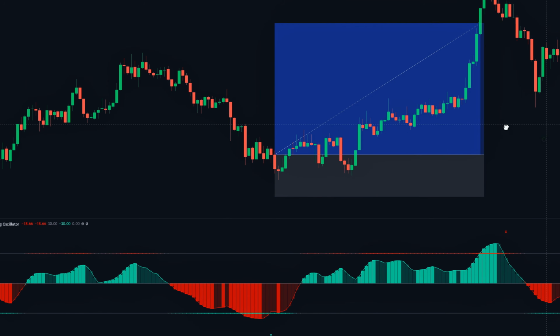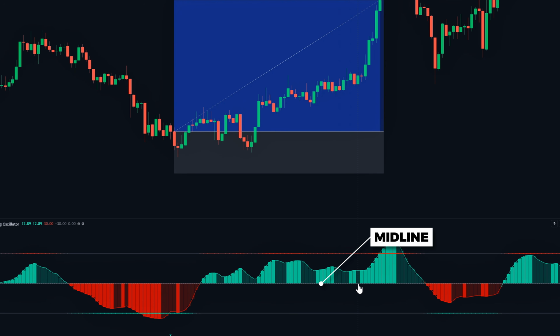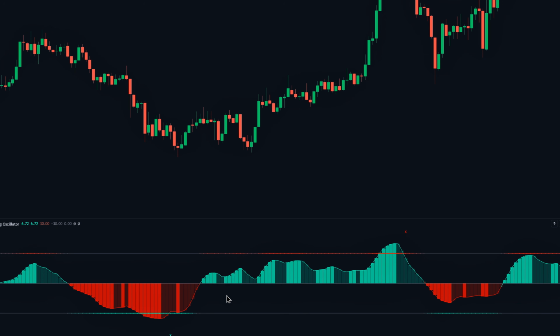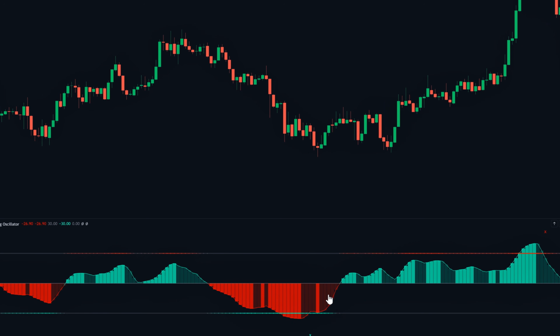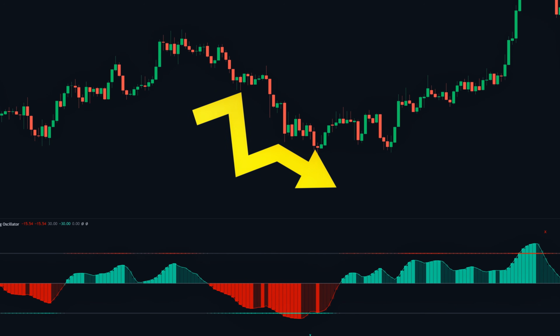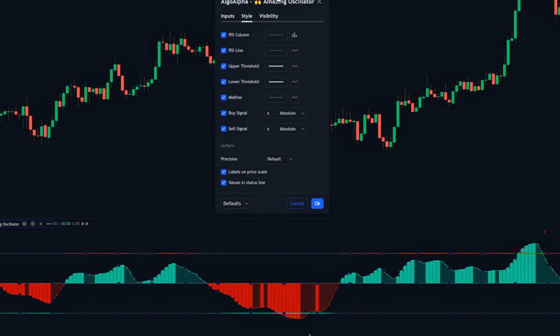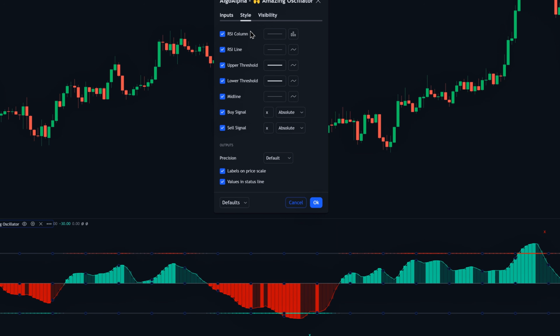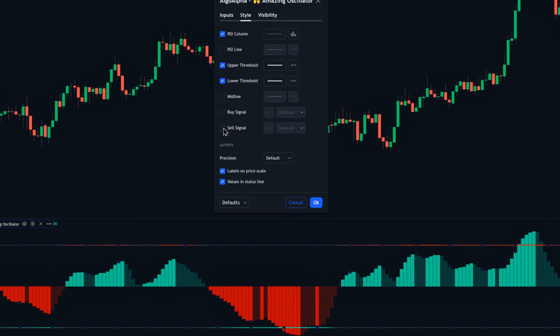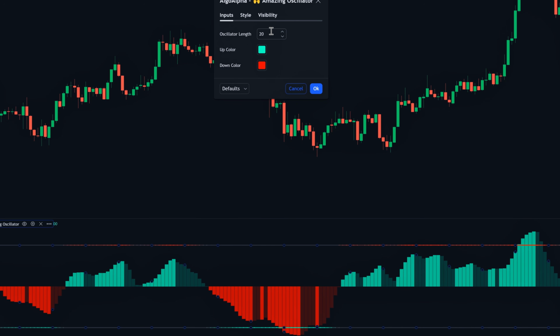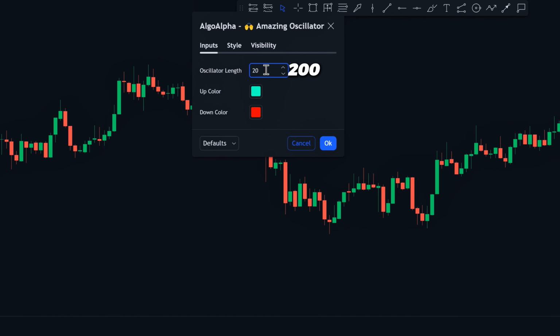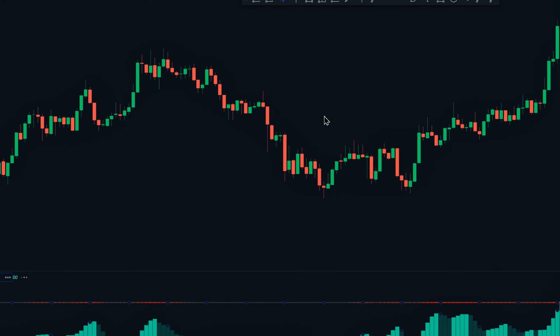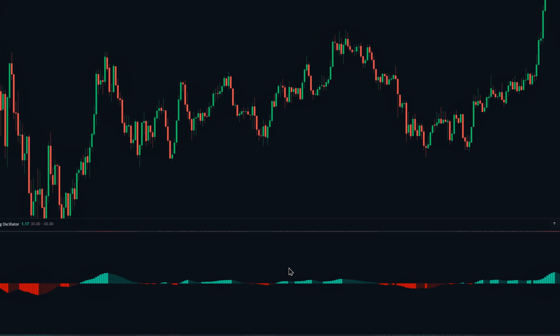Pretty accurate. This line in the center is called the midline, and it's going to serve as the central axis point for this indicator's analysis, which means whenever the histogram is above the midline, it's a bullish momentum. If it's under the midline, then that's a bearish momentum. Now, let's double-click on this indicator so we can change some features. We're going to disable the RSI line, the midline, the buy signal, and the sell signal. After that, we're gonna go to the Inputs tab, and then here, we're gonna change the oscillator length to 200, and then click OK.